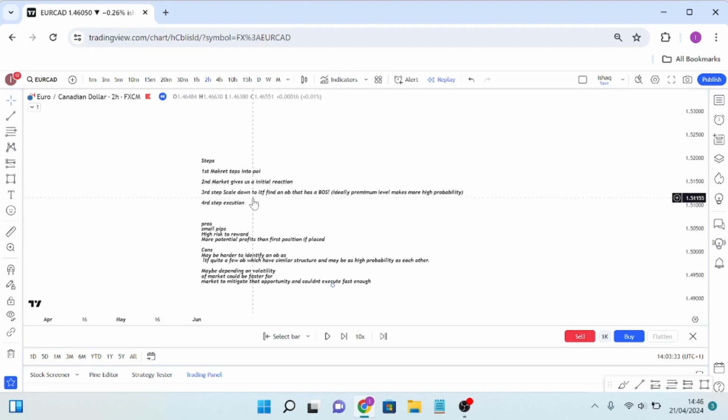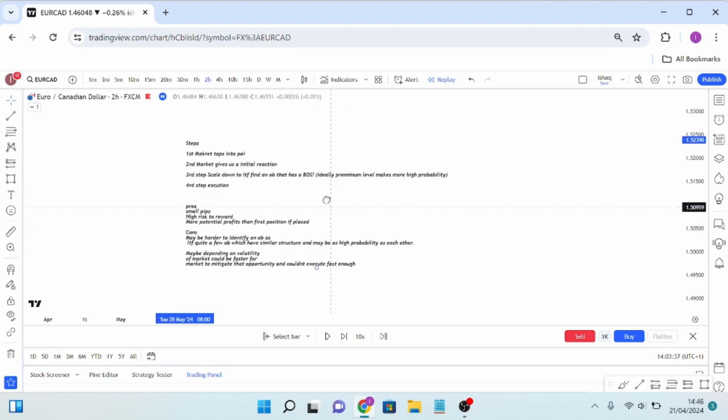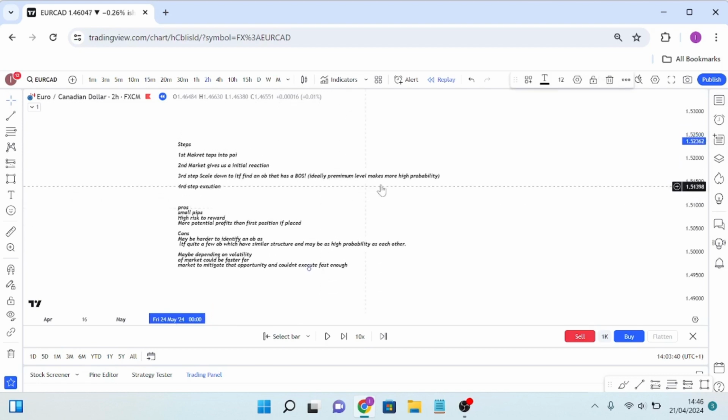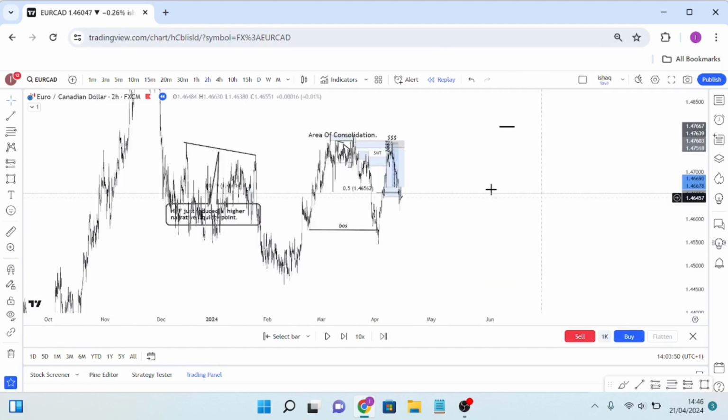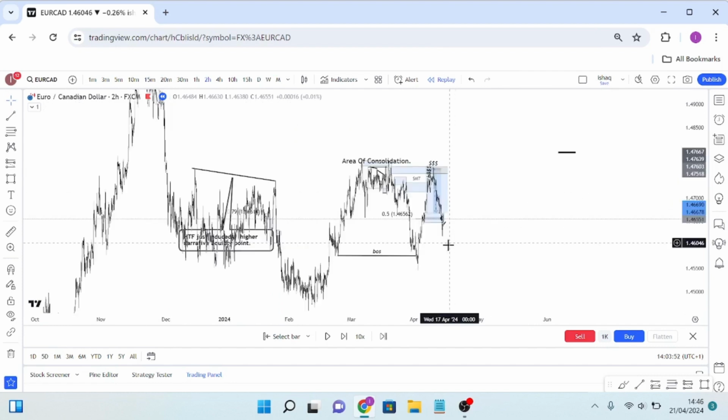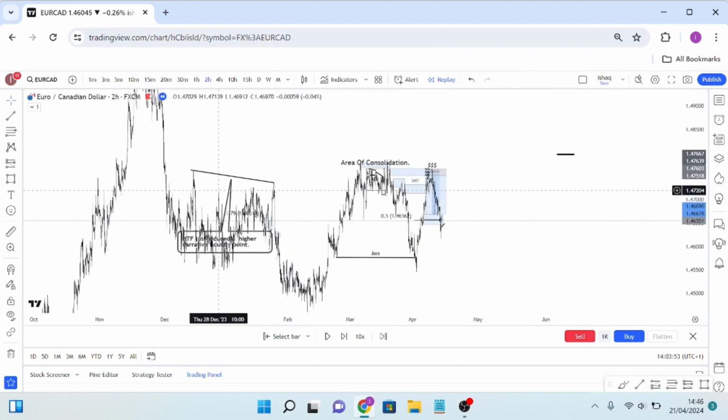And in this step, we scale down to the lower time frame. We find an OB that has a break of structure, ideally a premium level, but it has to break structure. The fourth step, we execute. As simple as that, which I took a 1 to 30. As simple as that. Inducement, supply chain, smart money trap induce, which I saw.